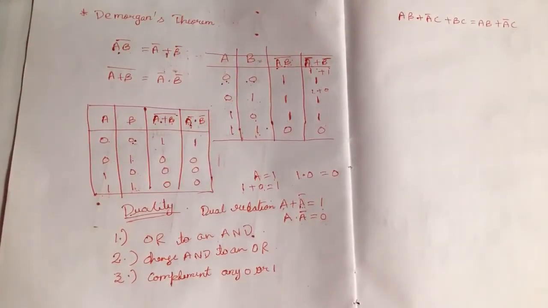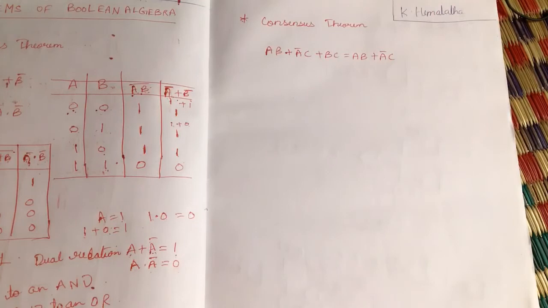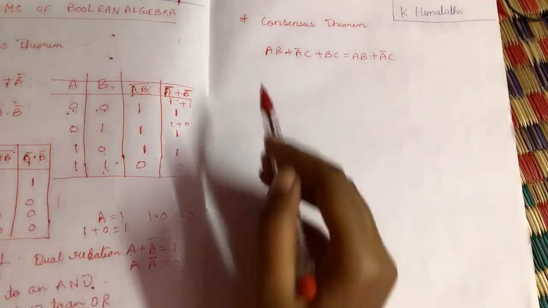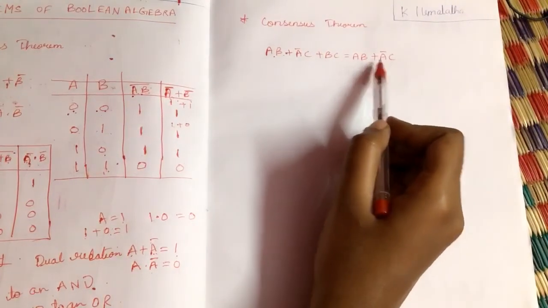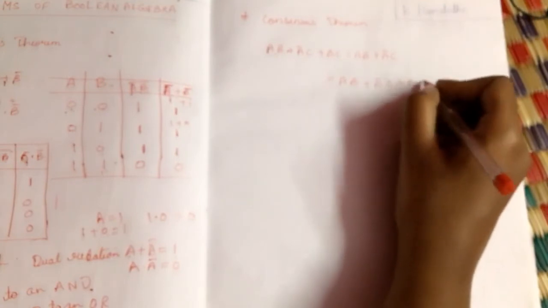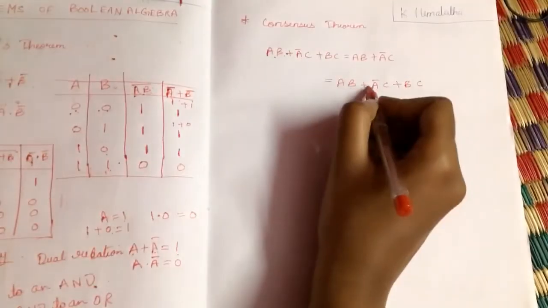Okay. So this is another theorem, a very important theorem. Here we are going to solve AB plus A bar C plus BC is equal to AB plus A bar C. We need to satisfy this condition, so that is what we are going to do. So I take AB plus A bar C plus BC. Okay, so this is the expression we have been given.